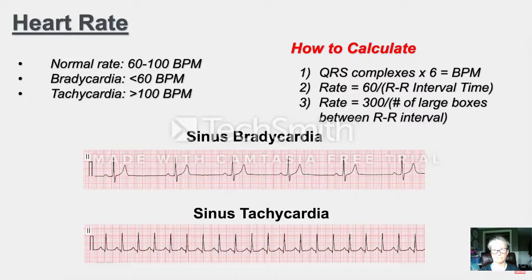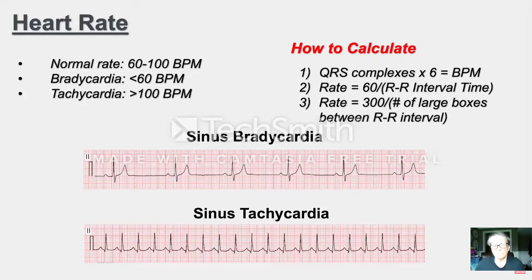Now if we try to use some of these other methods, we can try method 3 here: 300 divided by the number of large boxes between each RR interval. If we take a look at the sinus bradycardia example, 1, 2, 3, 4, 5, 6, 7, 8, so approximately 8 large boxes. 300 divided by 8 is about 37.5. Well, we said we had 36 from our first method, so it's pretty close.